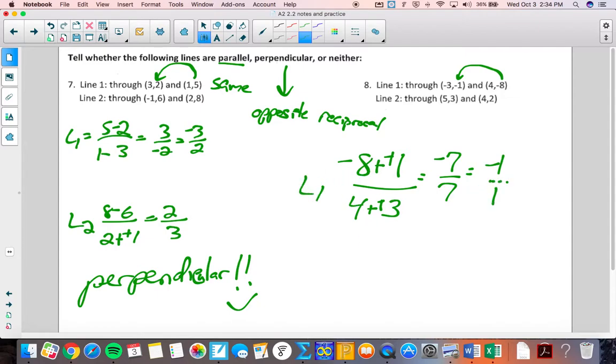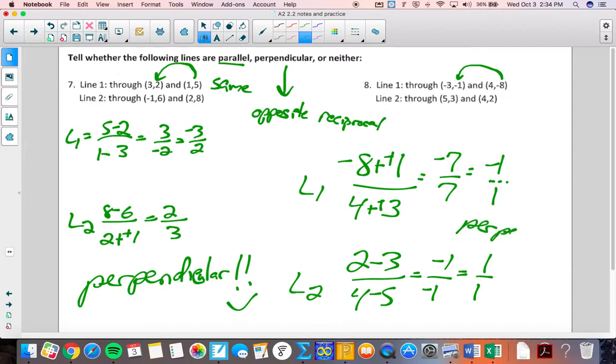Line 2, that's line 1. Line 2, we have 2 minus 3 divided by 4 minus 5. We get negative 1 over negative 1, which equals a positive 1 over positive 1, because the negatives cancel out. And so these folks are actually also opposite reciprocals. So they are perpendicular as well. One's negative, one's positive. If you switch the ones, which is kind of silly, they work out to be switched up.